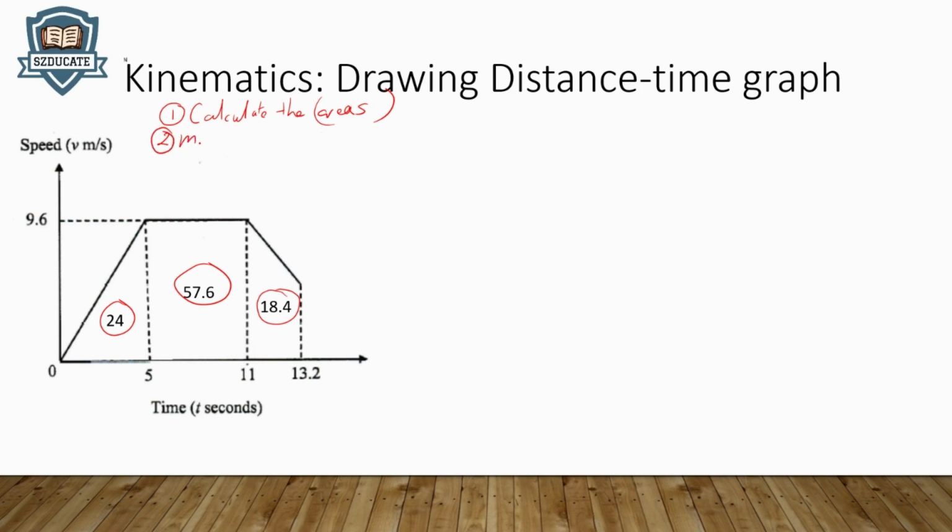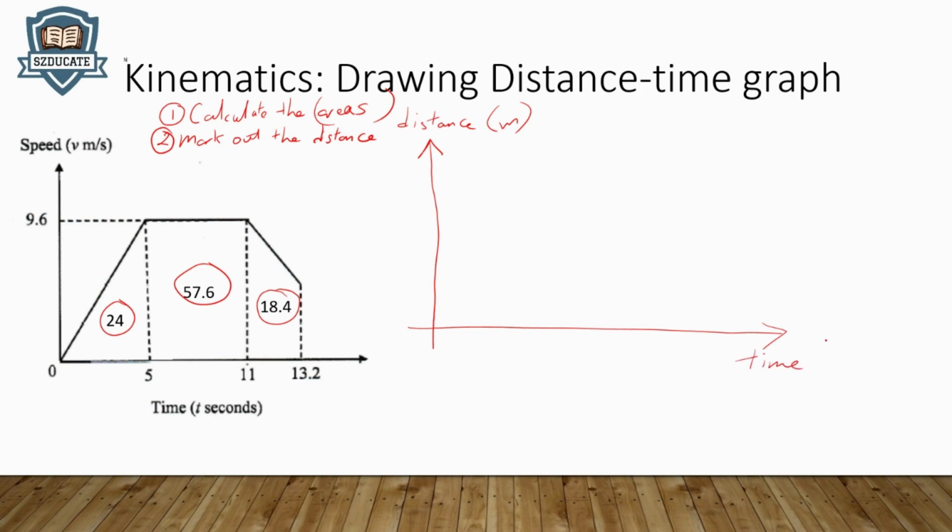Step 2: mark out the distance. The distance here is in the distance time graph, not in this one. First thing, use a ruler, please. I don't have a ruler on this screen. This axis will be distance because we are drawing a distance time graph. Unit is meter. And then draw a horizontal line. This should be time, and it should be in seconds.